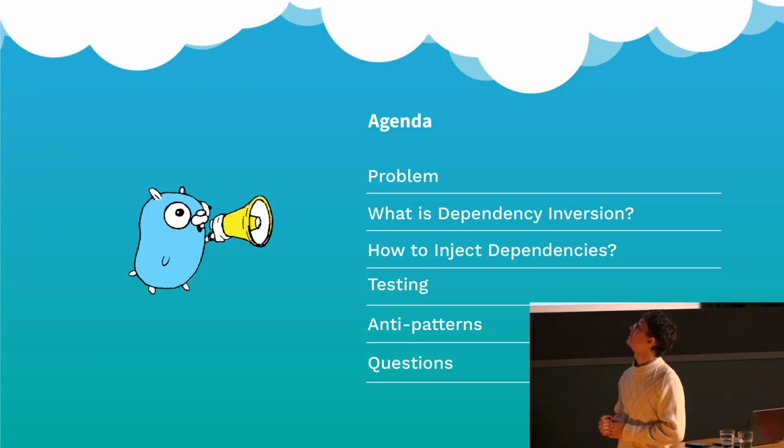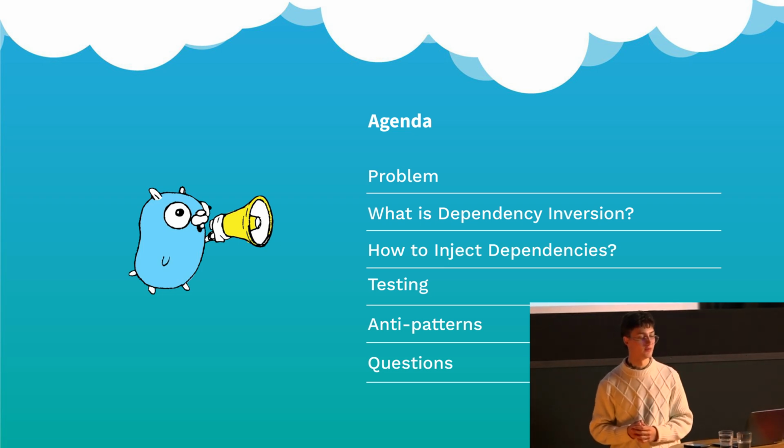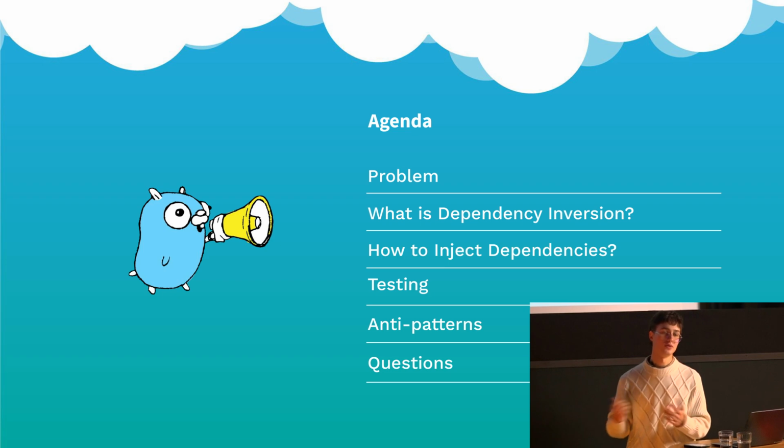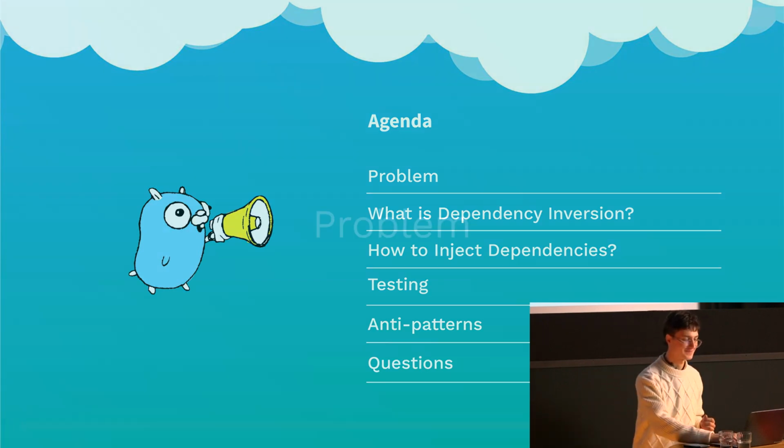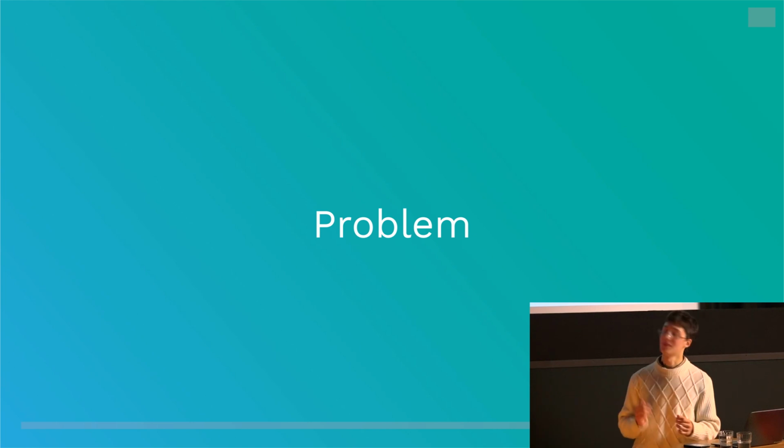So today's agenda is going to be this. First of all, we'll talk about the problem, then we'll discover a bit about the dependency inversion, talk about how to inject the dependencies, we'll discover testing, and quickly go through the anti-patterns. And after that, we'll have enough time for questions. So basically, the problem.